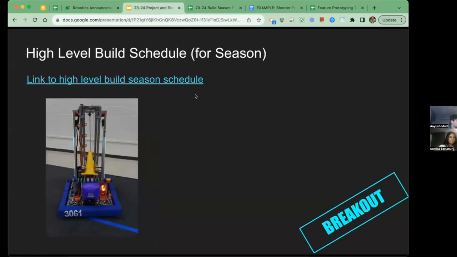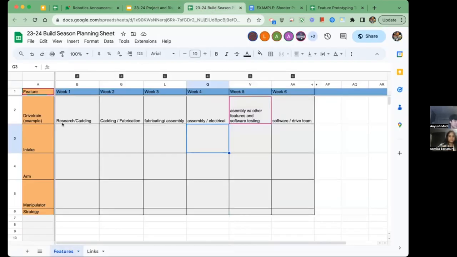And then before you go into your breakout rooms, group 1 will be the intake, group 2 would be arm, group 3 would be manipulator, and then group 4 would be strategy. You don't need to make a copy of the sheet. You can use the sheet that we provided and just edit it.